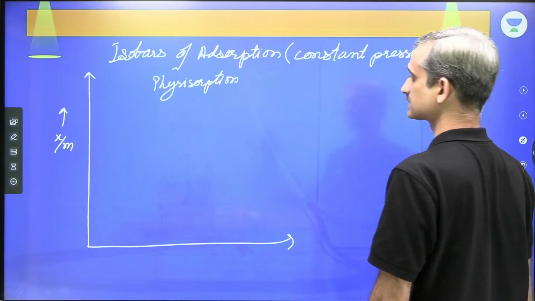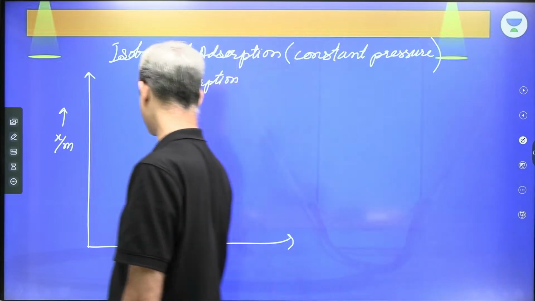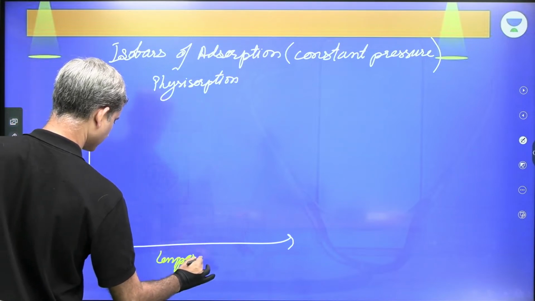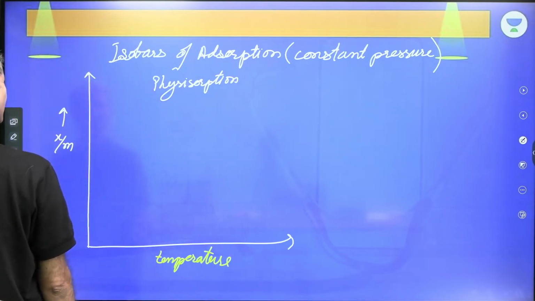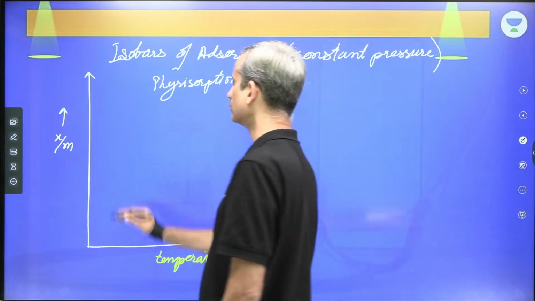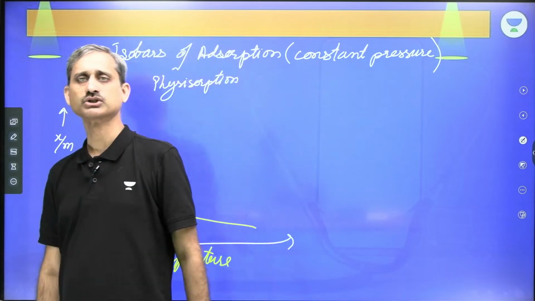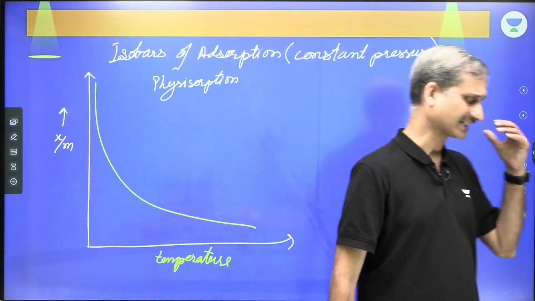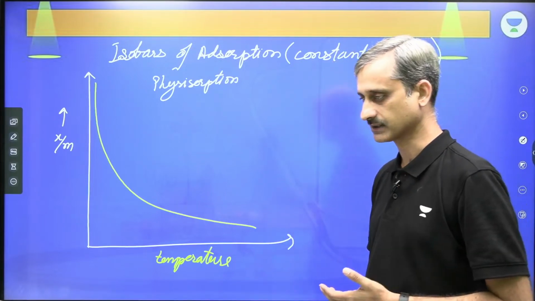So we have x by m, and when we talk about physical adsorption, the graph goes like this, with temperature here. It does not make a difference whether you talk about the temperature in degrees Celsius or Kelvin, because the gap is the same. Even in Fahrenheit, the graph does not change its nature. With increase in temperature, the physisorption drastically decreases. With decrease in temperature, the physisorption increases, because physisorption does not require any activation energy.